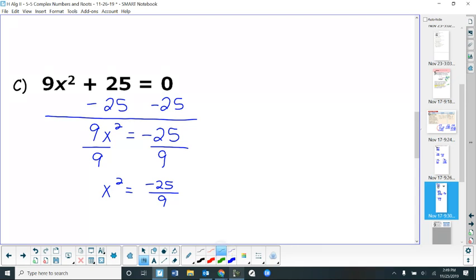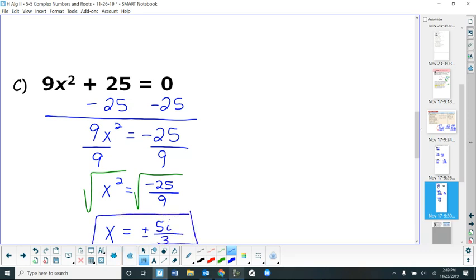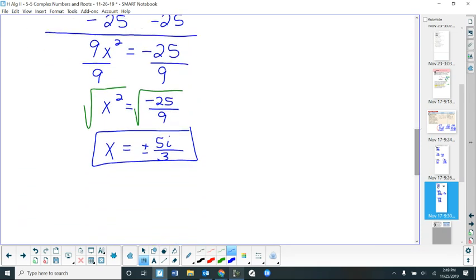Now I'm going to take the square root of both sides. When I do, I don't forget to put a plus or minus. The square root of -25 is 5i, and the square root of 9 is 3. So it's plus or minus 5i over 3. You can think of this as the same as plus or minus 5/3 i. That is the same thing as 5i over 3.